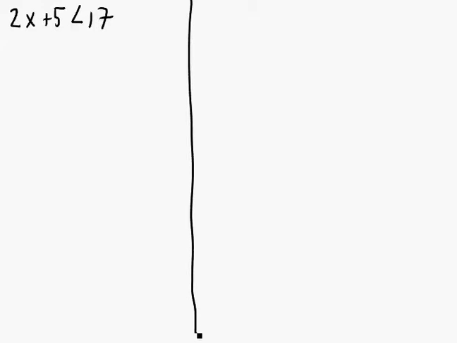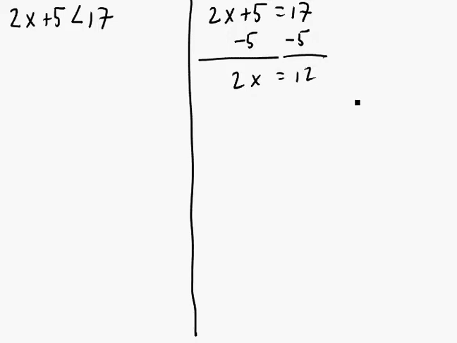The purpose of this video is to discuss how to solve a linear inequality such as 2x plus 5 is less than 17. Now first let's just recall how to solve a linear equation such as 2x plus 5 equals 17. To solve this equation we would subtract 5 from both sides and we would get 2x equals 12, and then we would divide both sides of the equation by 2, and we would get our solution, x equals 6.